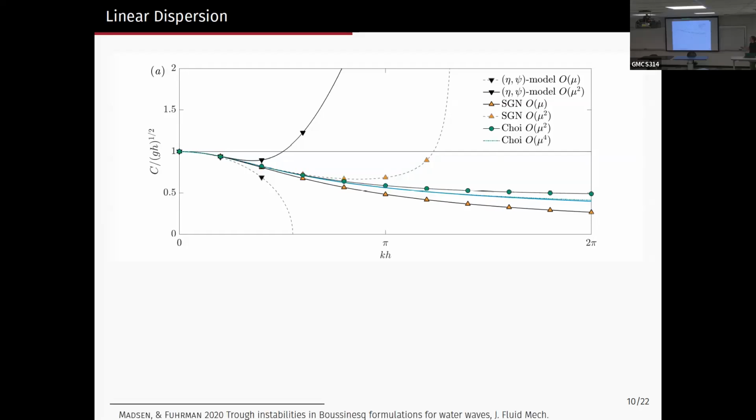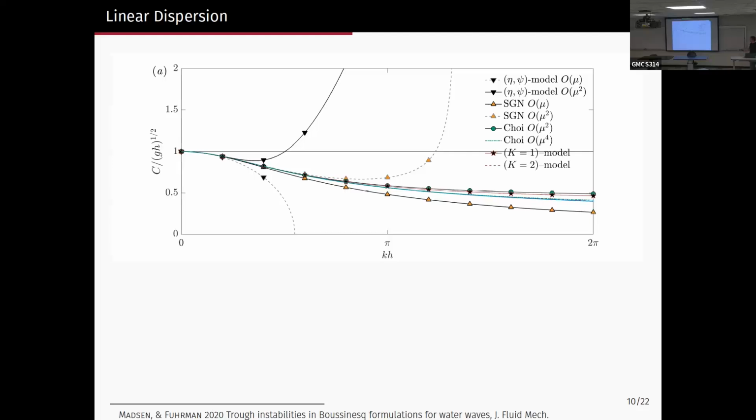This is a very recently derived model by Choi. I will not go into the details of how it is derived, but it gives very close results. It has very good dispersive properties, and the good thing is that at nu squared and at nu fourth, it is linearly well posed, in contrast to the SGN model.